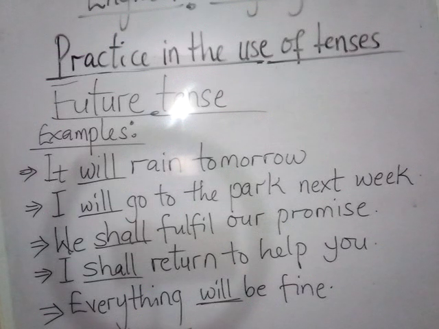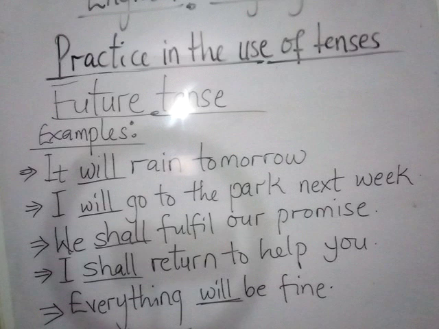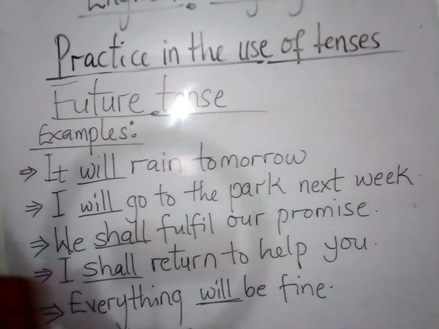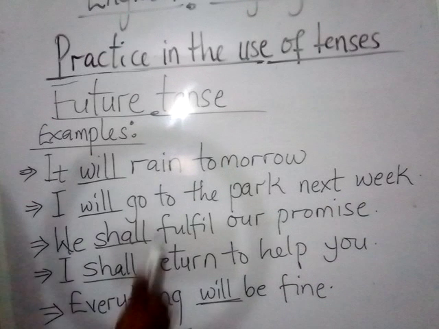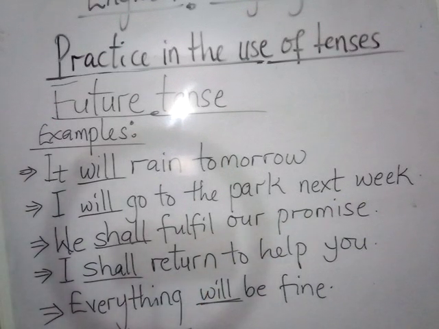So, like I mentioned earlier, you can use words like it is going to rain tomorrow. It will still be conveying the same idea. It is going to rain tomorrow. I will be going to the park next week, or I will go to the park next week. We shall fulfill our promise. We are going to fulfill our promise. It's still saying the same thing.